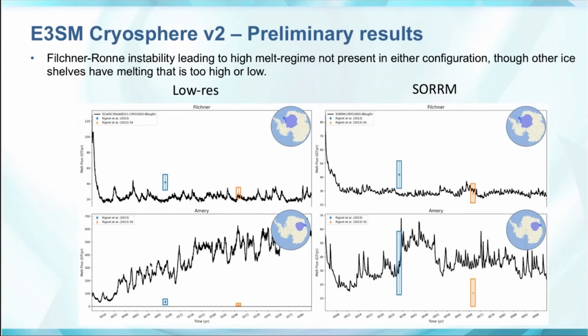So as I mentioned, the key problematic behavior of the Filchner-Ronne ice shelf transitioning to a high melt regime seems to not be happening with all of the changes that have happened to the ocean and other components from V1 to V2, which is very encouraging for us. Although there are still, particularly at low resolution as mentioned, I just wanted to point out one particular ice shelf, the Amery ice shelf, that's a really large driver of this sort of systematic increase in melting that we're seeing.